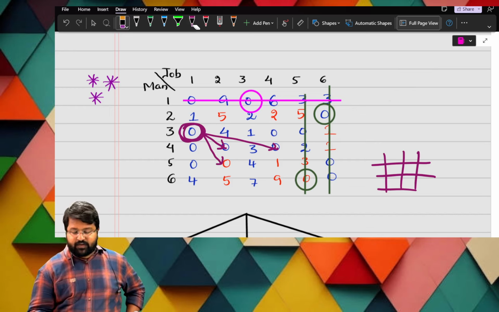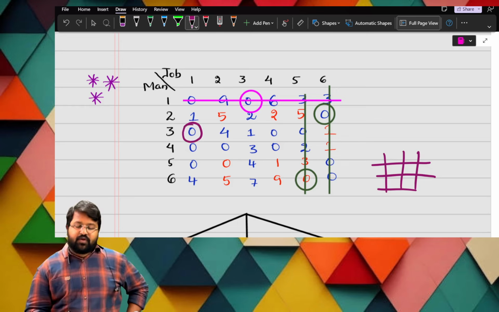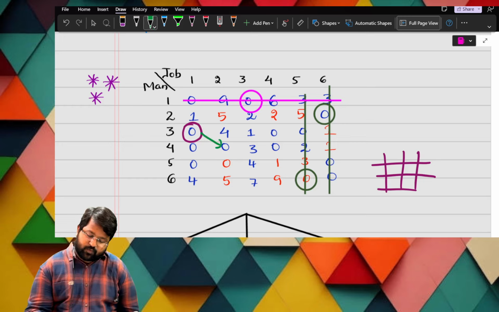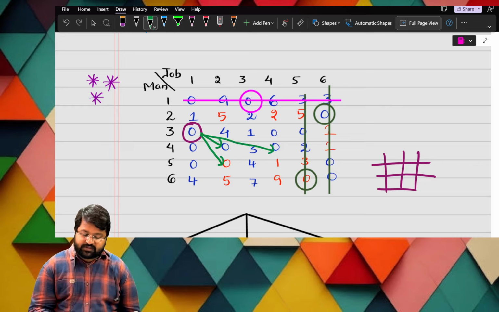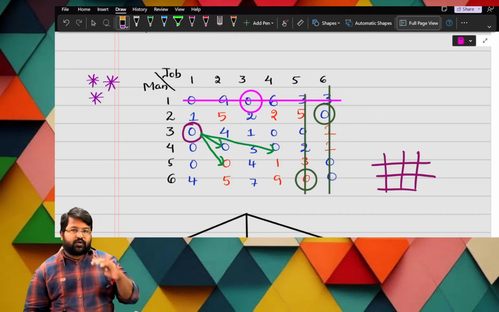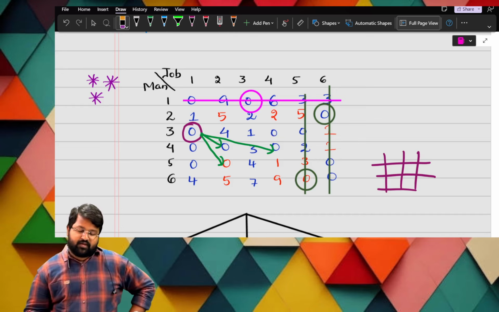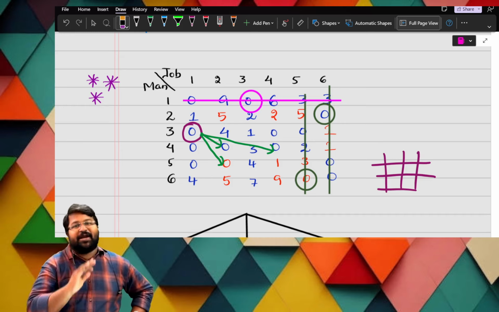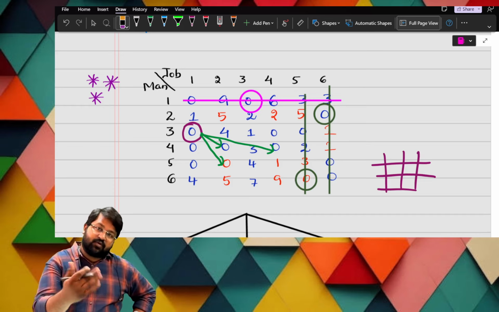Again, I'm taking this zero for instance. What are the diagonally opposite zeros? They can be either this zero, this zero, or this zero. But we cannot take this zero because it is in a straight format. So totally three zeros are coming. From these three zeros, you identify any zero as you wish.